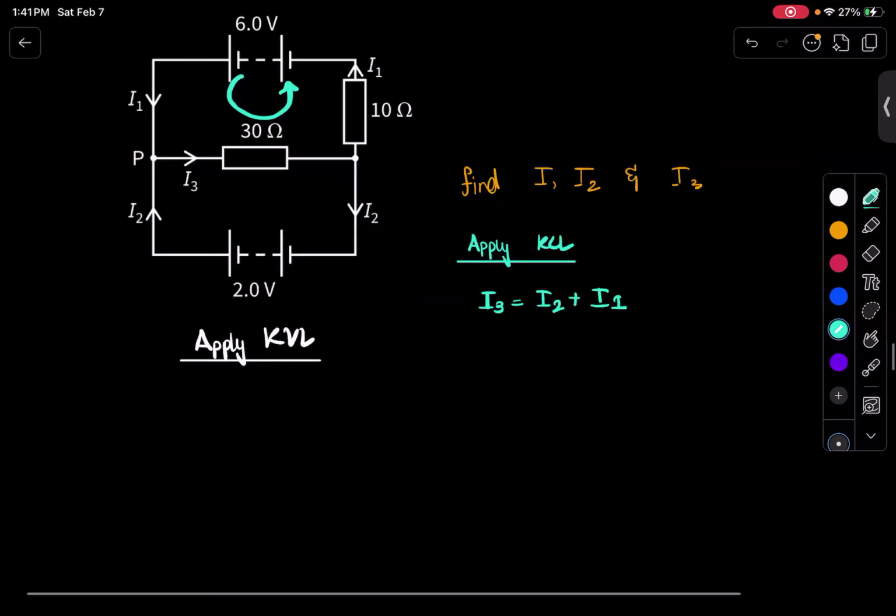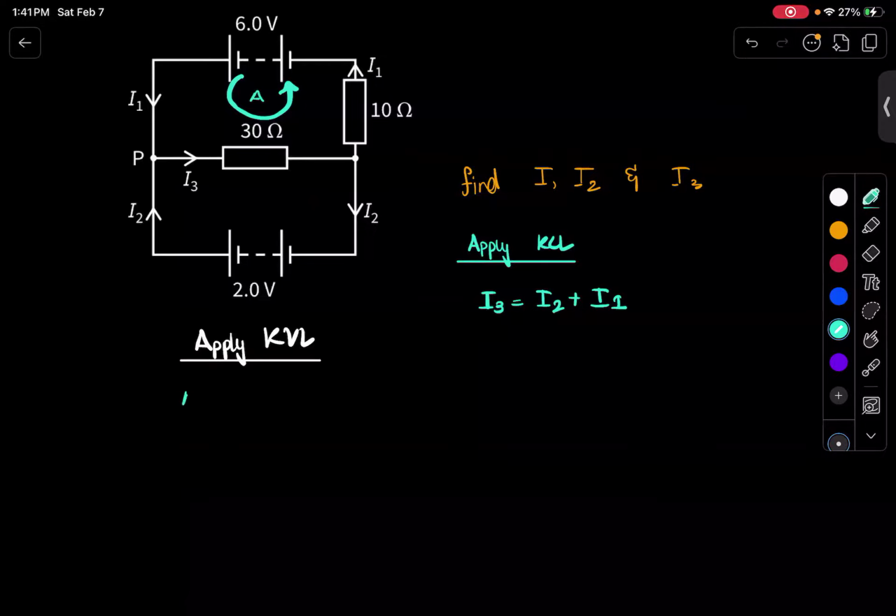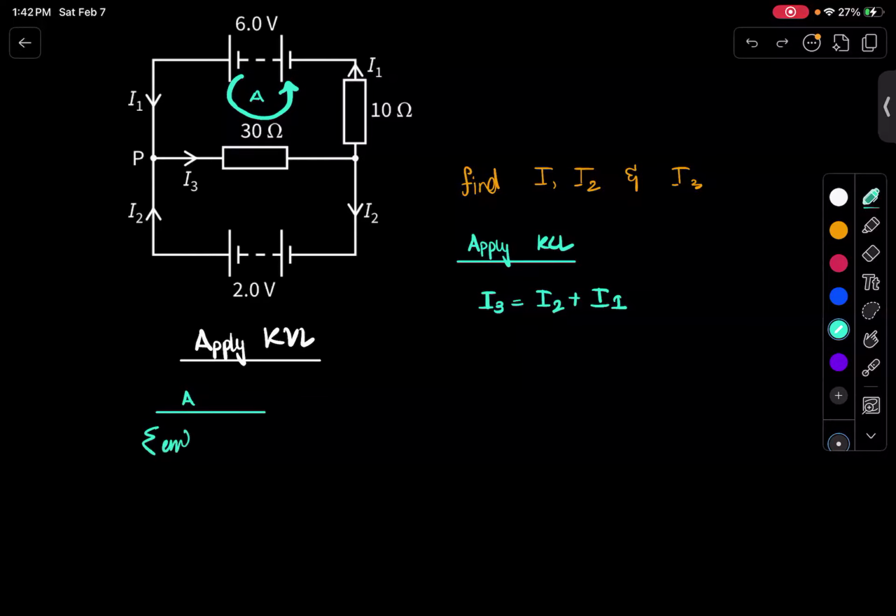Okay. Now in this loop, let's call this loop A. So for loop A, do you see that the sum of EMFs is actually equal to the sum of potential differences in any loop? Remember that. That's Kirchhoff's voltage law. What are the EMFs in this loop? It's 6 volts. That's it. What are the potential drops? It is I3 times 30 plus, notice that across the 10 ohm resistor, that's going to be I1 times 10 ohms. Okay, but that's a problem. I don't know both of the currents.